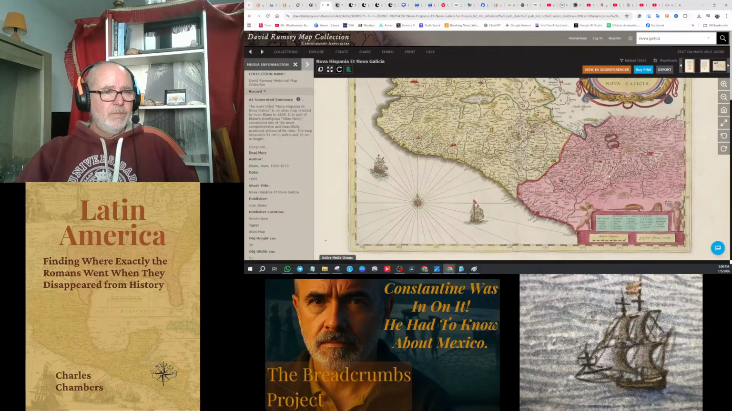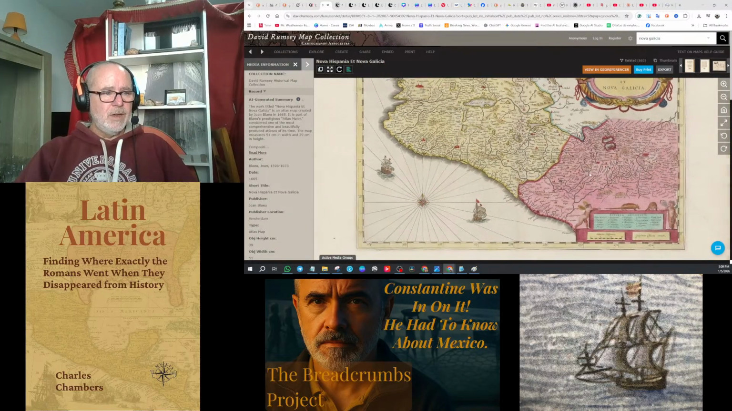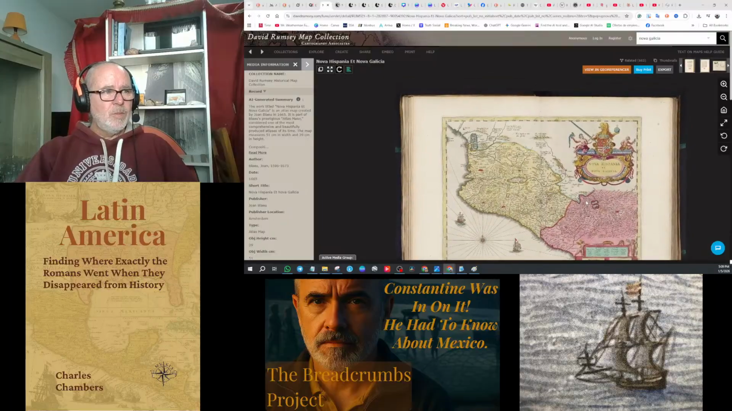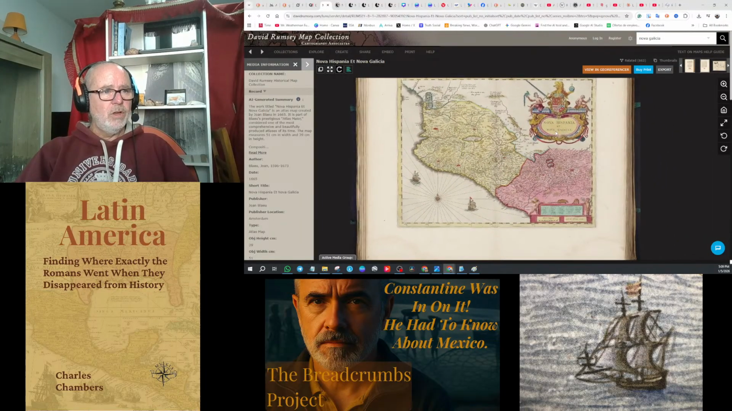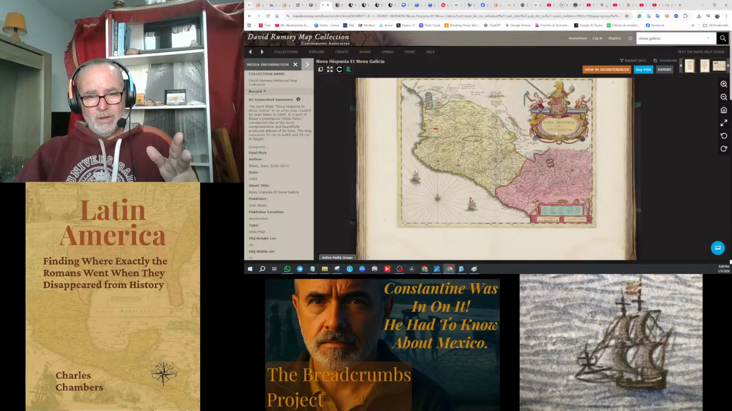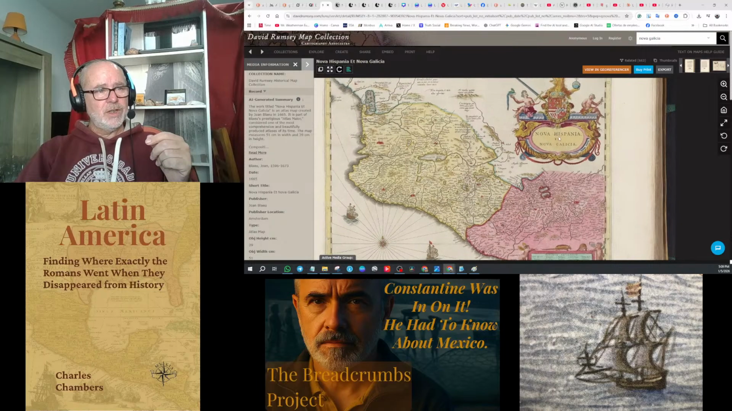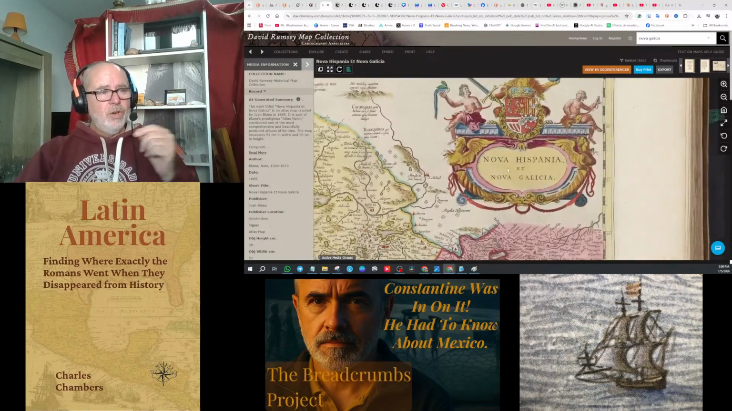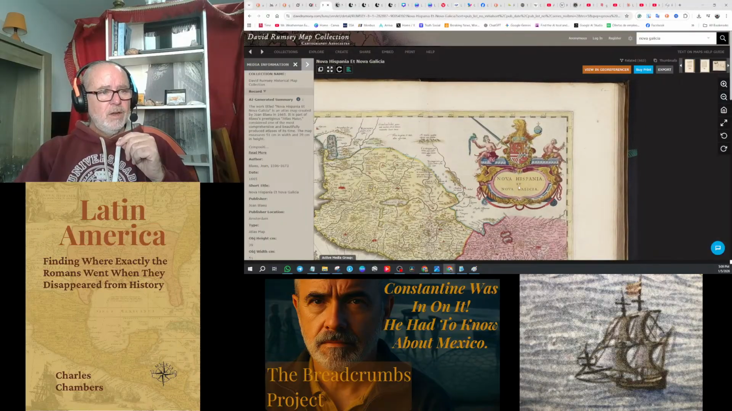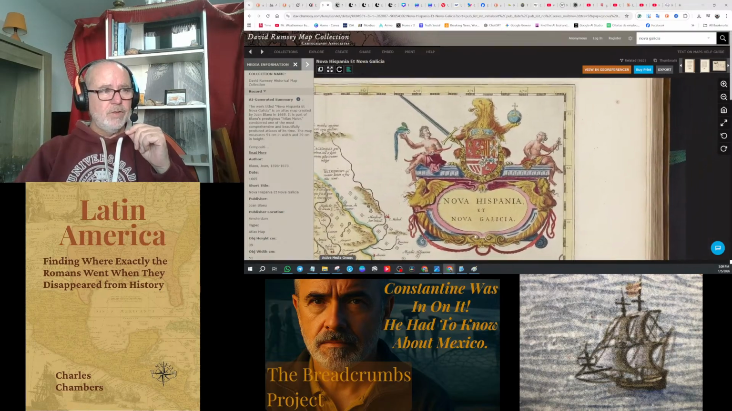Okay, and here's the problem. This is Nova Hispania. This is a large map that comes out of a large atlas that came from an old collection, and there are several copies of this atlas out there in different collections. So it's not just this map, it's the whole atlas that is in different collections, and this is called Nova Hispania, which is in the pink, et Nova Galicia.